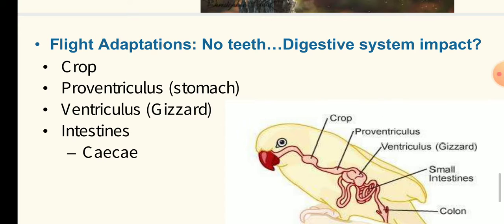So again, that is reduction of the weight. The ill development of the rectum of the flying birds indicates the fact that flying animals cannot afford to bear the weight of the feces. The absence of the gallbladder in the birds also minimizes the body weight to some extent. This is about the digestive system.